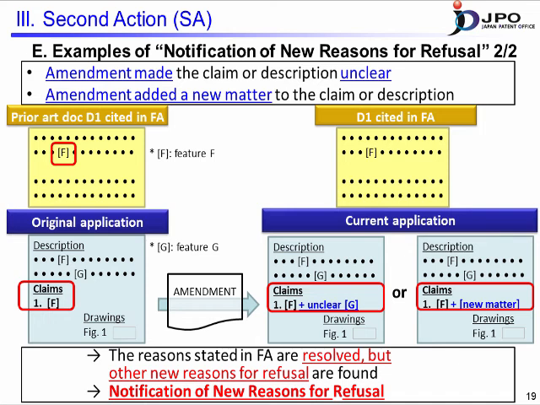In both of these two cases, the reason for refusal in the FA has been resolved, but the examiner found a new reason for refusal. In cases like these, the examiner makes the second action, wherein he or she again sends a notification of a new reason for refusal to the applicant.